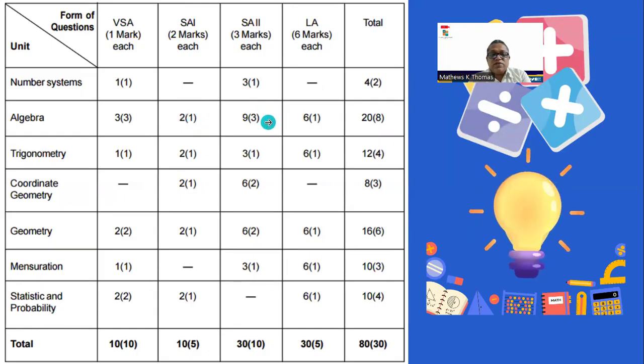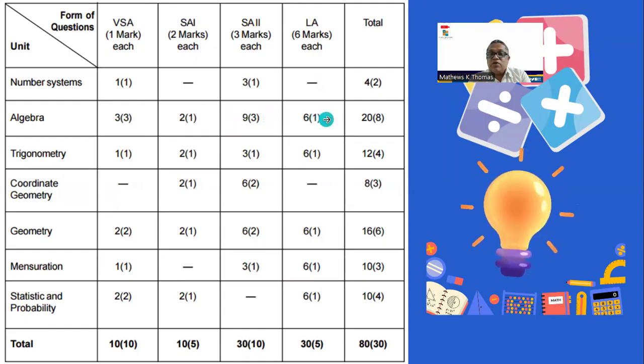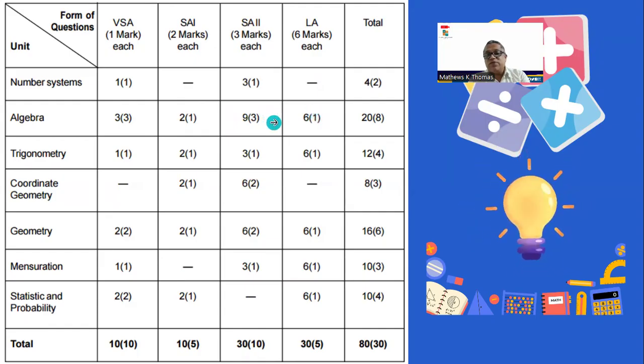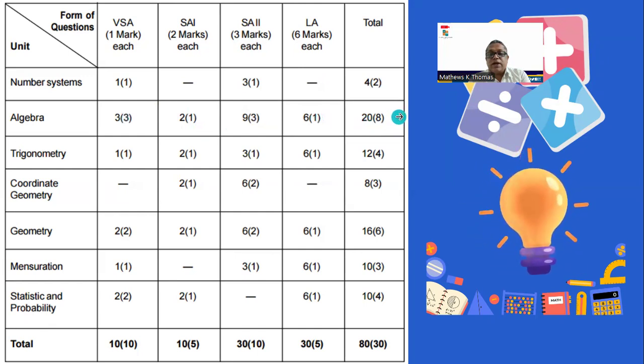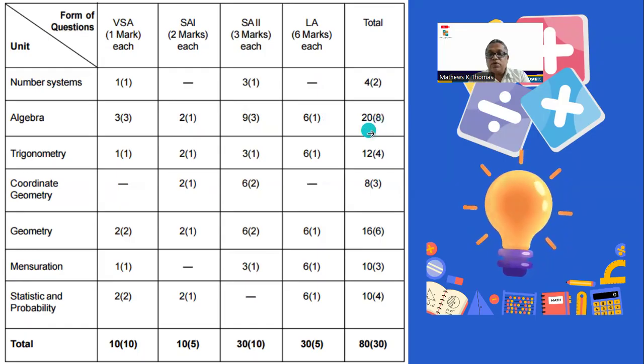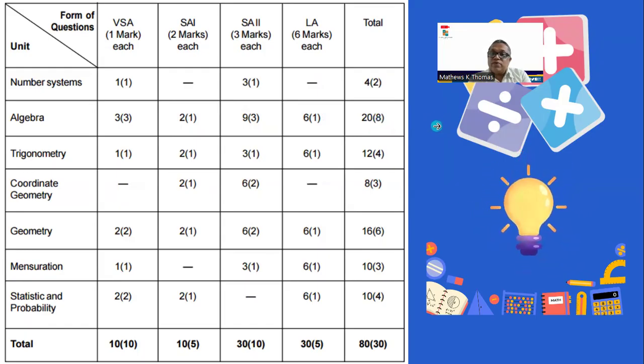Here there are 3 questions, so that is coming to 9 marks, because 1 question is 3 marks each. And here you have 1 question of 6 marks. So the total, if you see, is 20 marks, and here you have 8 questions from this chapter. So like this, I will be able to explain to whomsoever that this is what your blueprint is. In the brackets is the number of questions, and outside the bracket is the marks.